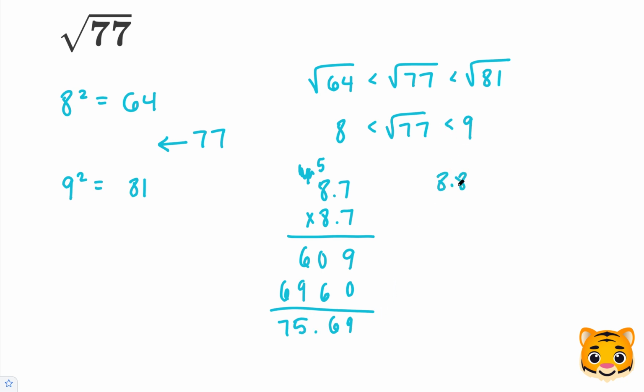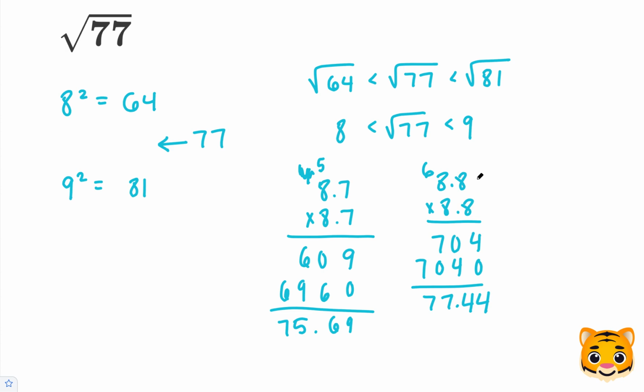But let's see if 8.8 times 8.8 gives us a closer approximation. 8 times 8 is 64, carry the 6. Again, 8 times 8 is 64, plus 6 is 70. We'll add our 0 and then repeat this because it's the same value, 8 multiplied. We add these together, we get 77.44, which we can see is a lot closer to 77 than 75.69 is.